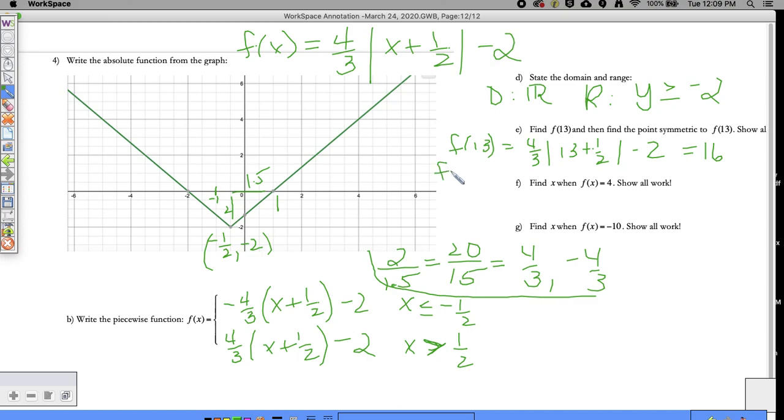So I'm going to say 13.5. So -0.5 minus 13.5 is, you got it, -14. So these are the 2 points that are going to be symmetric to one another. And then it says find f of x when x is equal to 4. So in other words, we're trying to find out when y is equal to 4. So we're looking for these 2 points of intersection.